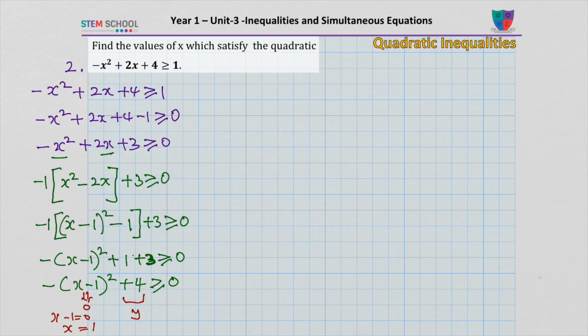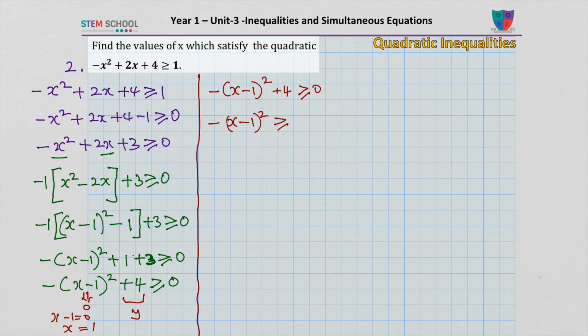Now I need to finish solving this equation, because I need to find my roots. To find the roots, I have minus x minus 1 squared plus 4 is greater or equal to 0. Then I will take plus 4 to the other side. I get minus x minus 1 squared is greater or equal to minus 4. Now what I need to do is multiply both sides by minus 1, which means the inequality sign will change. So I get x minus 1 squared is less or equal to 4.